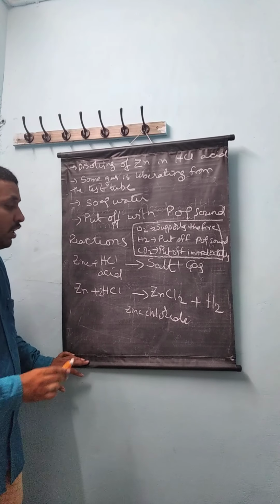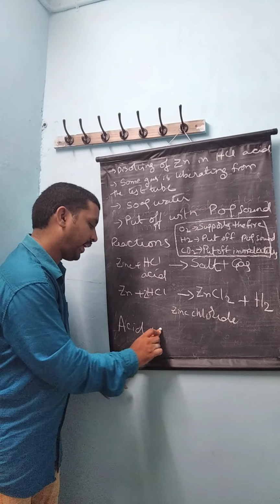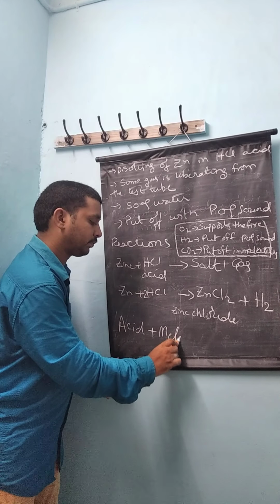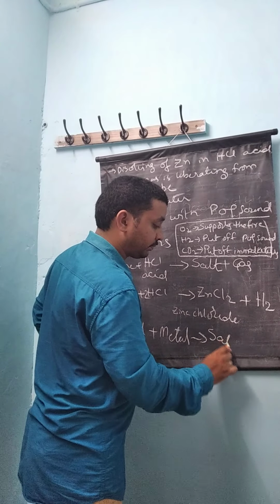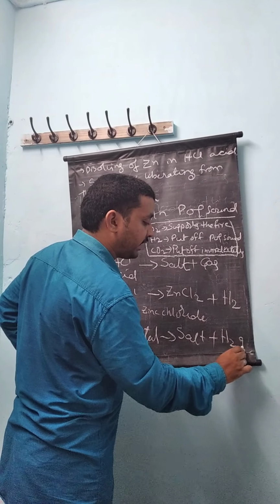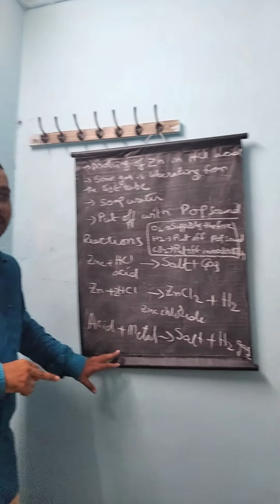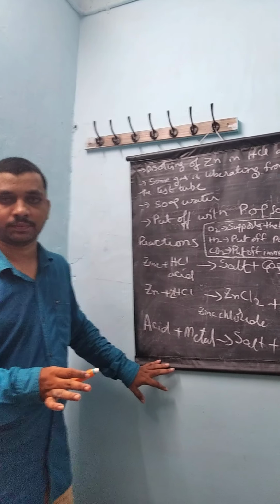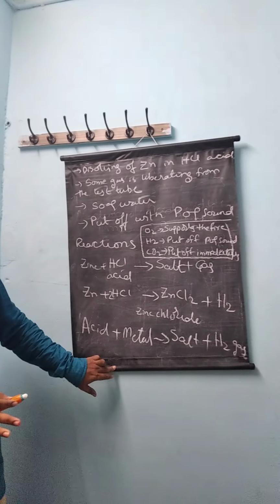That means, on the whole, when an acid reacts with a metal it always produces salt and H2 gas. For any acid or any metal, the reaction is common.